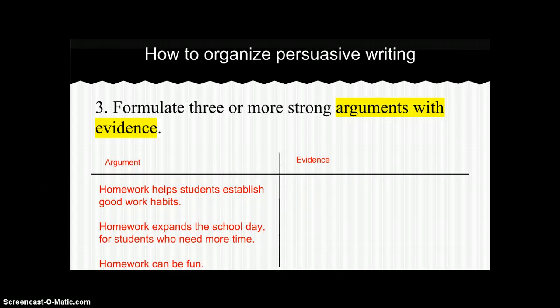Then you want to organize your arguments and evidence. And as you guys know, my favorite number is 3, and I think 3 is a really good number for arguments and evidence. If you have 3 strong arguments with ample evidence to back it up, that's a good set. So my 3 arguments are: homework helps students establish good work habits, homework expands the school day for students who need more time, and homework can be fun.